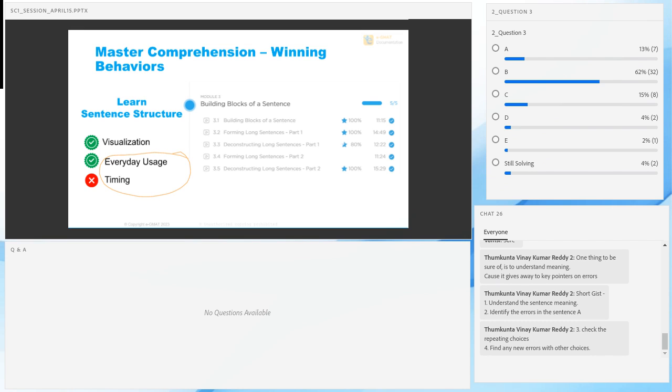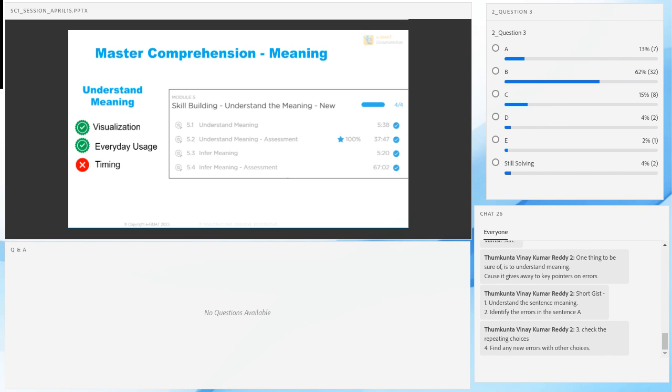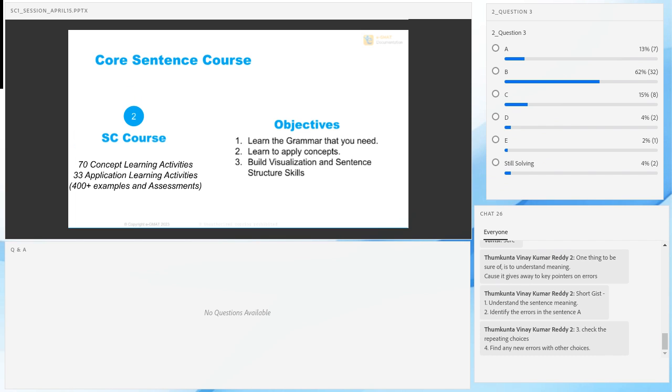Don't worry about timing at this stage. Okay, absolutely not. You're building a skill. Then again, same thing over here. Course, then SC course, this is where you're going to learn all the grammar that you need. Again, grammar is very important. You need to know the right constructs. And you will continue to build and hone your visualization and sentence structure skills.